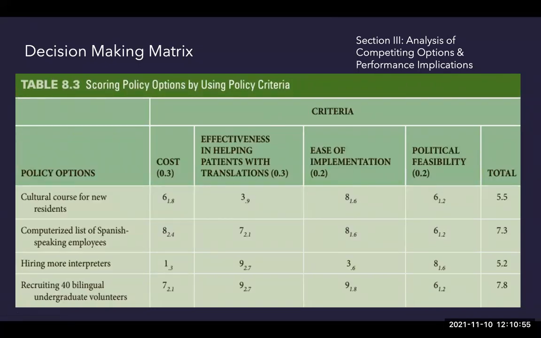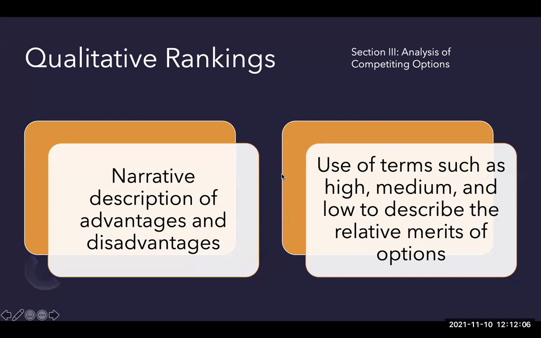In this table, the intern places the different policy options that could be used to address the issue at hand. And then she uses different criteria to evaluate or analyze the different competing options and performance implications. Policy options can also be ranked qualitatively rather than quantitatively, if you don't want to use quantitative terms, for example in the matrix table. You can use terms such as high, medium, and low to describe the relative merits of the options.